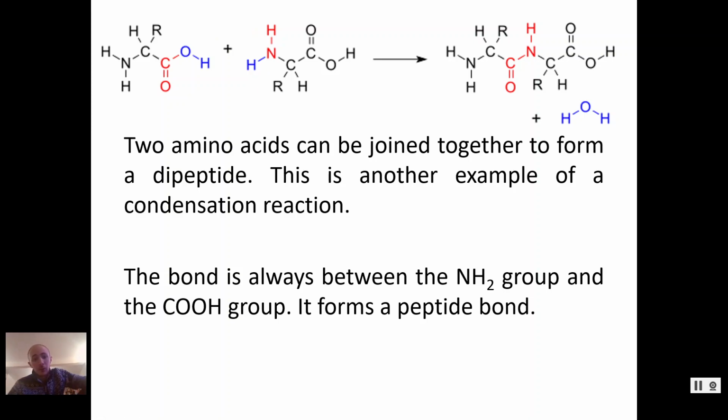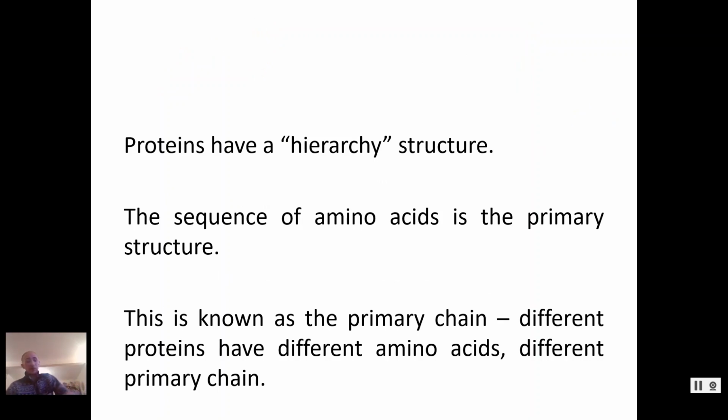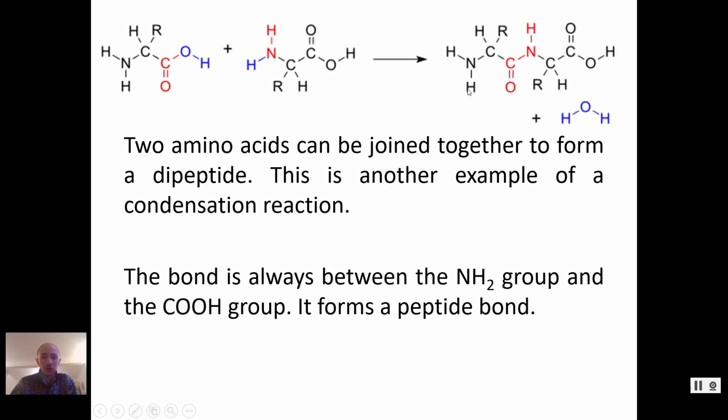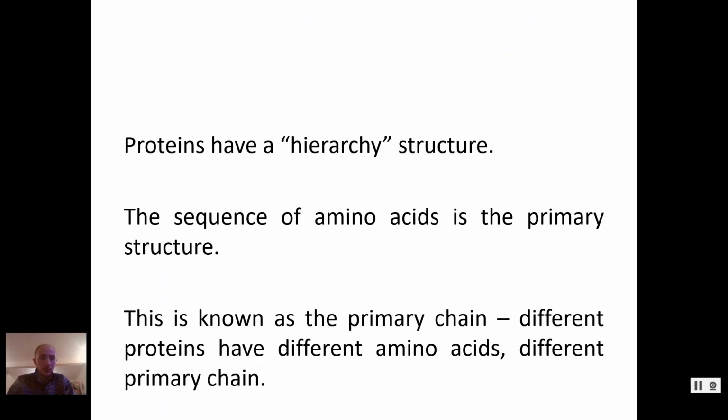So, let's move on. The main thing I wanted to focus on today was protein hierarchy. This is about how I go from some amino acids to an enzyme, a really complicated folded molecule with a really specific shape. It's called protein structure hierarchy. The first step is to join together loads of amino acids, between the carboxyl groups and the amino groups, with condensation reactions to make peptide bonds.